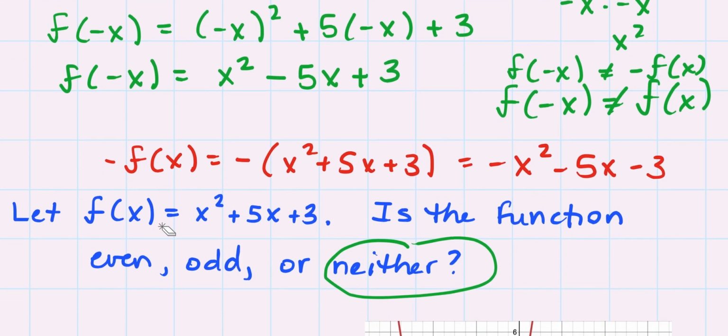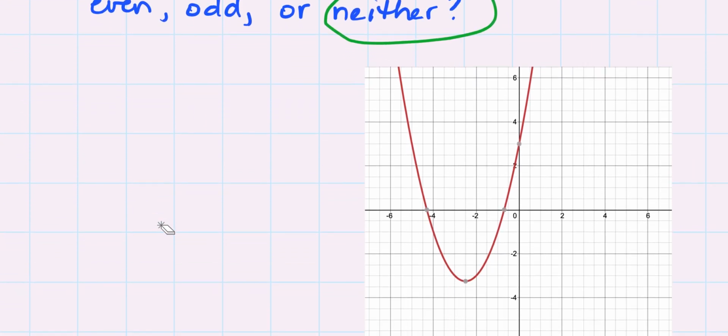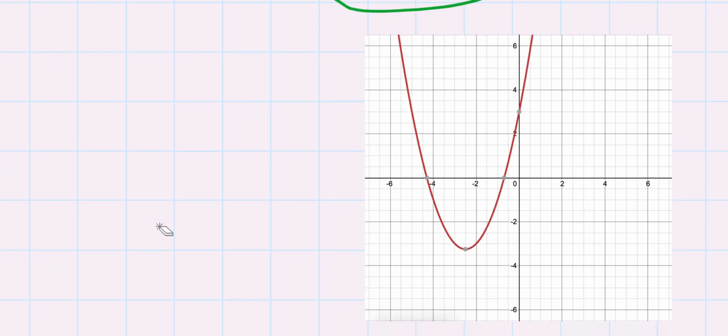Now let's look at the graph. So here's the graph of the function, and we're going to learn how to graph such a function. But you can tell, if I draw a line along the y-axis, you can see that whatever's here is not the mirror image of this. So it is not symmetric about the y-axis.